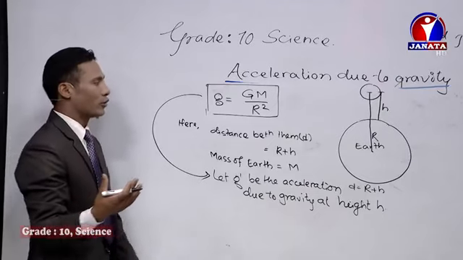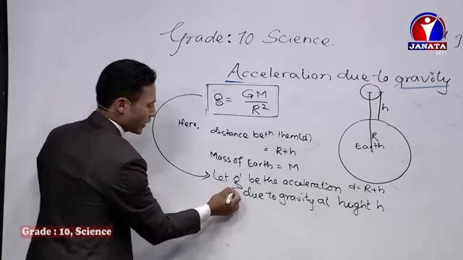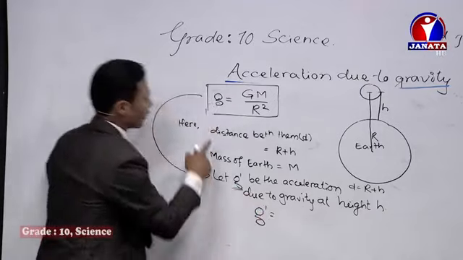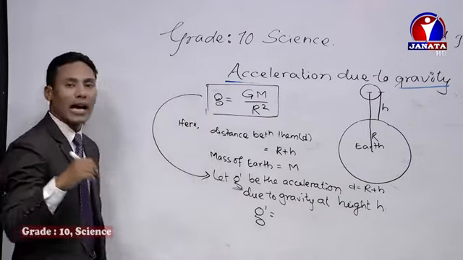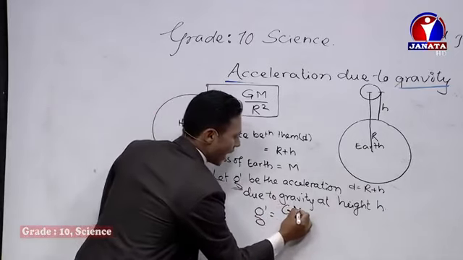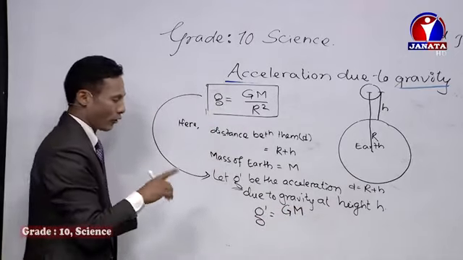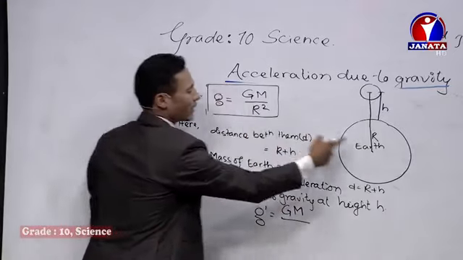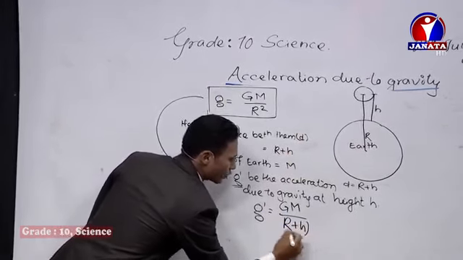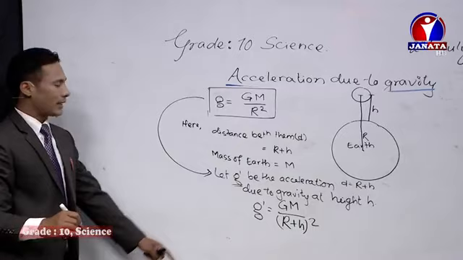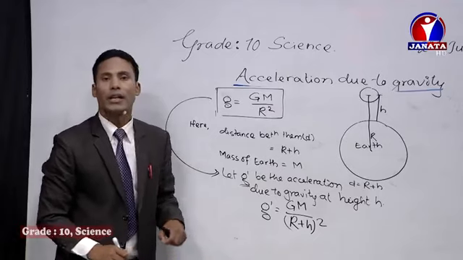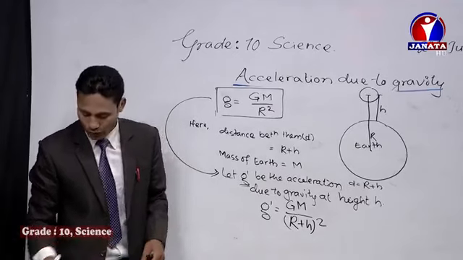When the acceleration due to gravity is at a certain height, we represent it by g dash. So the formula will be g dash, instead of g, because it is at a certain height, equals capital G capital M, the mass of the heavenly body or earth, and instead of the radius, the total distance is r plus h. That's why this is r plus h to the whole square. So this is the formula for calculating the acceleration due to gravity at a certain height. Now what is the relation of these two? Let's check.